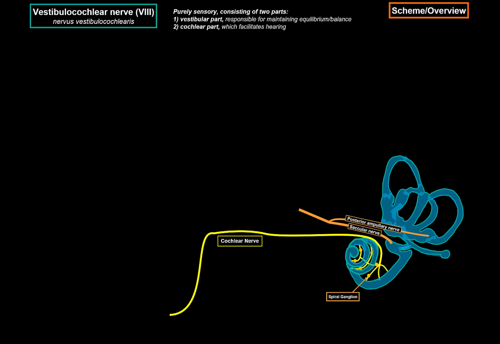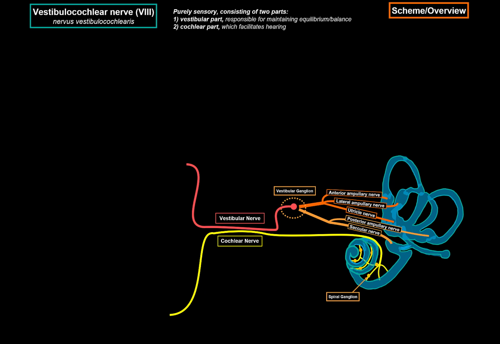Then we've got a nerve coming from the macula of the utricle and two other nerves from the lateral and the anterior ampullary crest. They form the superior division. The superior and the inferior divisions will take the signals towards the vestibular ganglion. Axons from the ganglion leave as the vestibular root. The vestibular root and the cochlear root will now travel together as the vestibulocochlear nerve, and they're going to leave through the internal acoustic meatus.